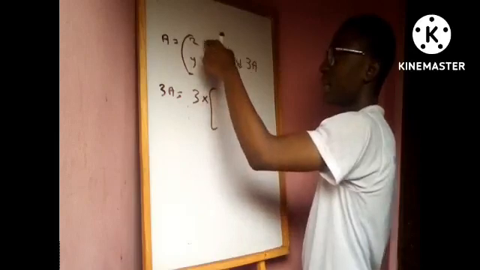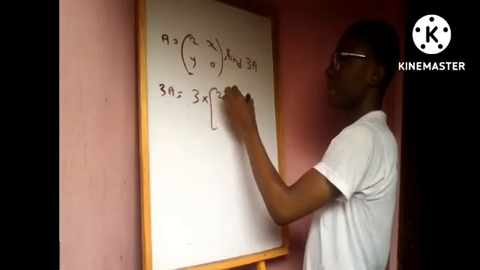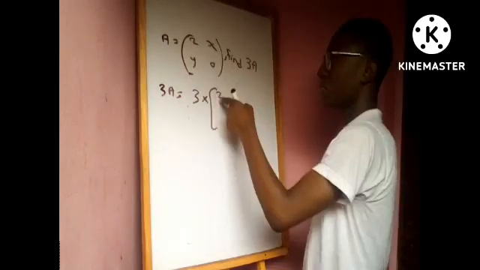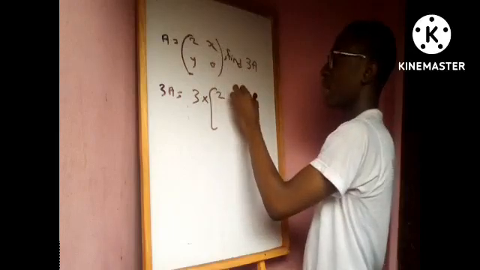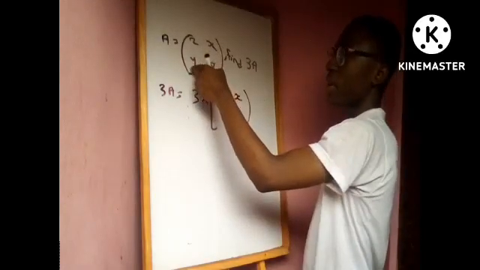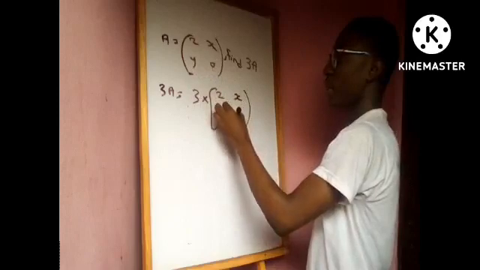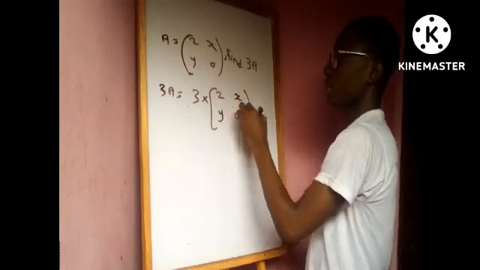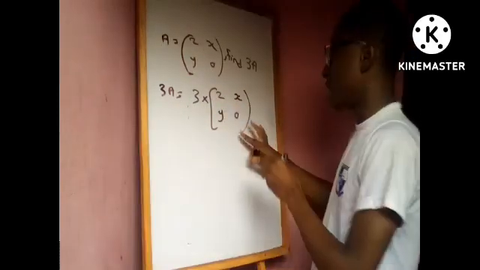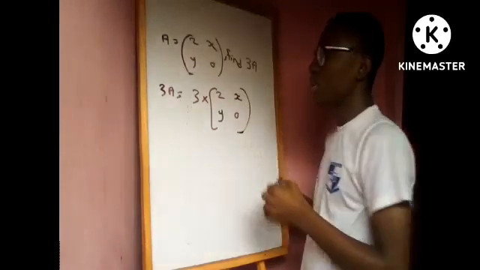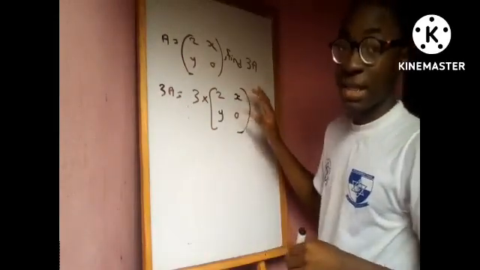The matrix here is: the element in the first row, first column is 2; first row, second column is x; second row, first column is y; second row, second column is 0. So when you pre-multiply a matrix by a scalar in this way, you are going to multiply every element in that matrix by the scalar.